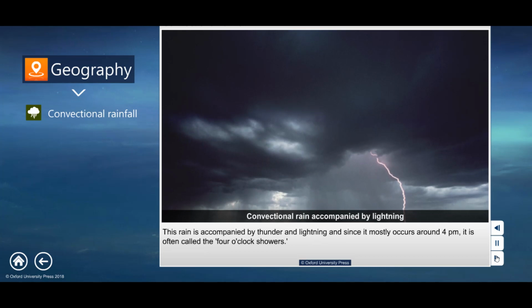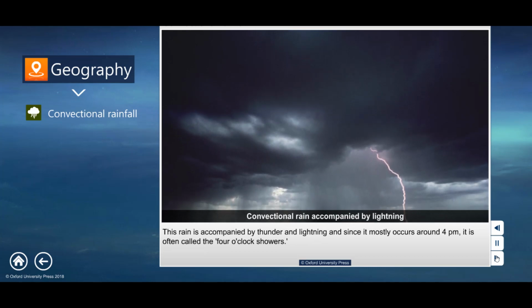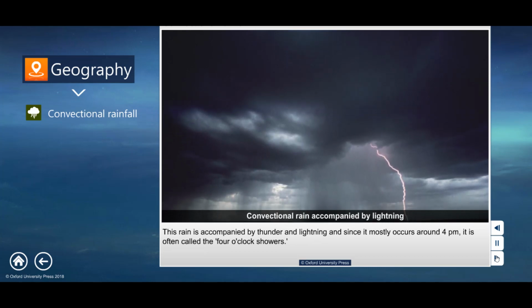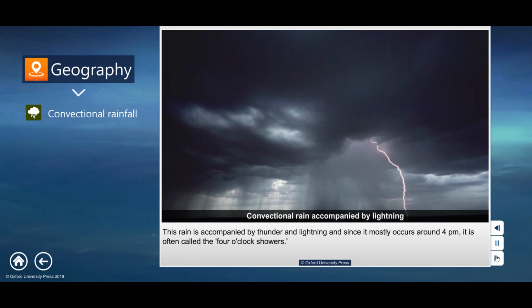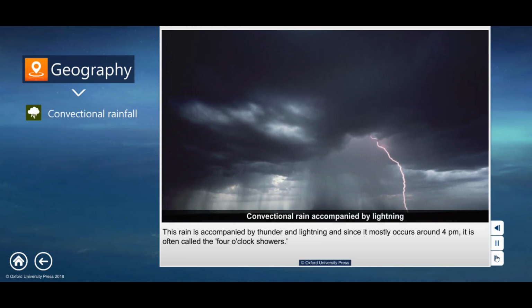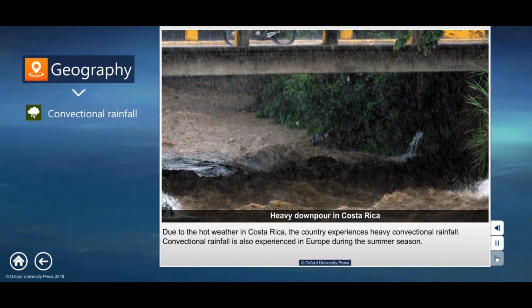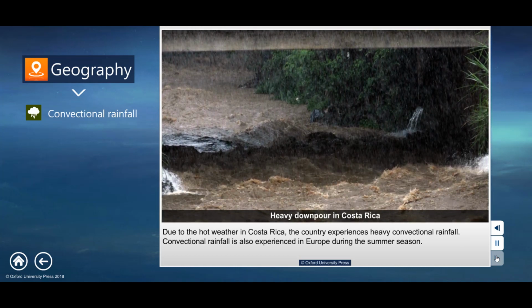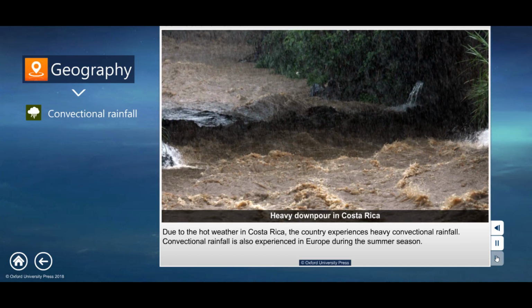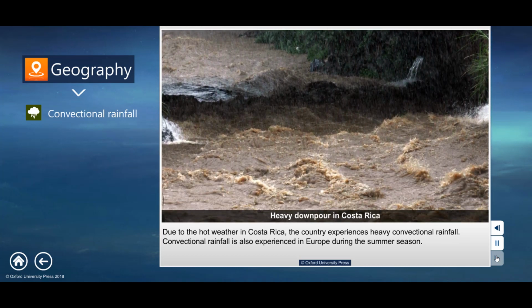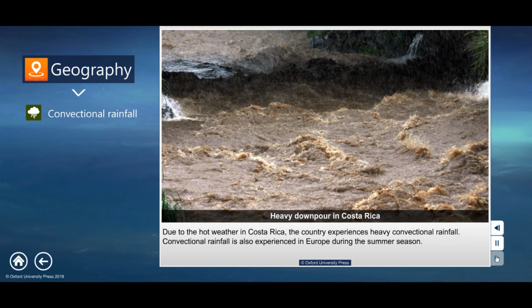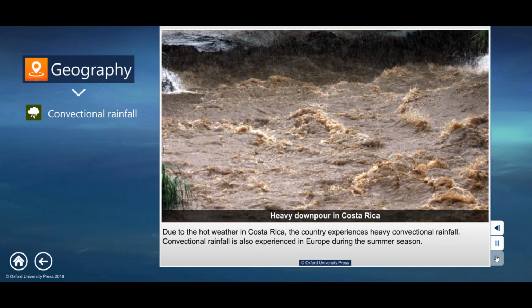This rain is accompanied by thunder and lightning, and since it mostly occurs around 4 p.m., it is often called the 4 o'clock showers. Due to the hot weather in Costa Rica, the country experiences heavy convectional rainfall. Convectional rainfall is also experienced in Europe during the summer season.